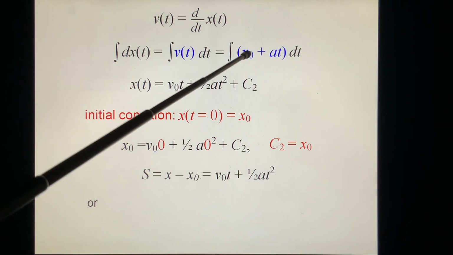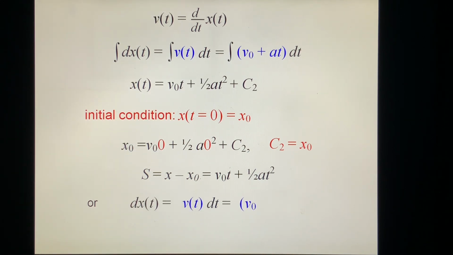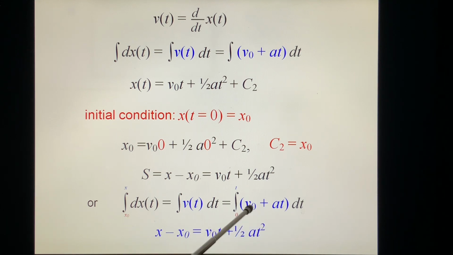Or we can do it a different way. We just do the integration: dx equal to v dt. We do a definite integration, where at t equal to 0, x equals x0, and at any time t, x equals x. This integration is x minus x0, and this equals v0t plus half a t squared. This is exactly the same as what we had before.